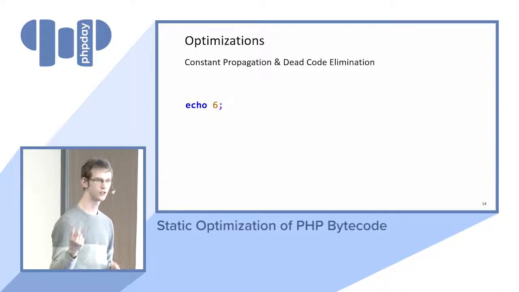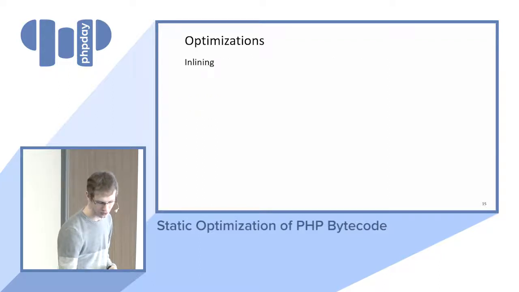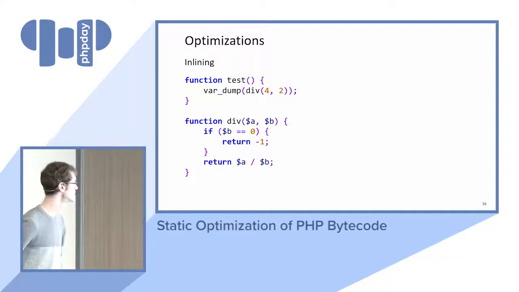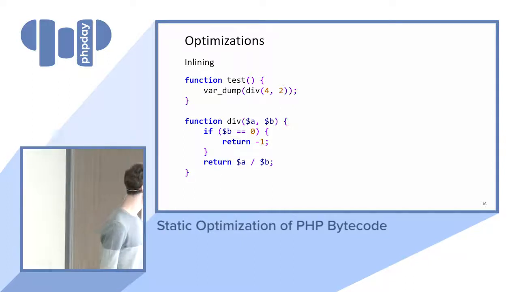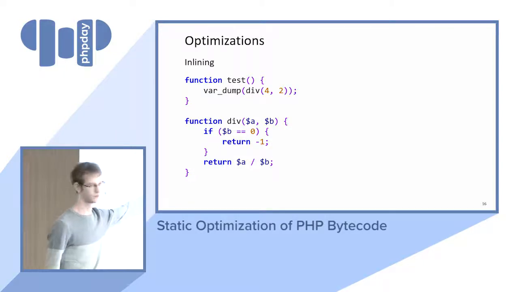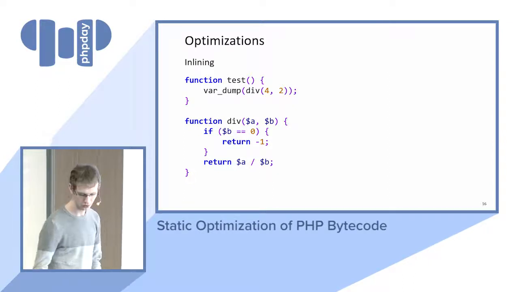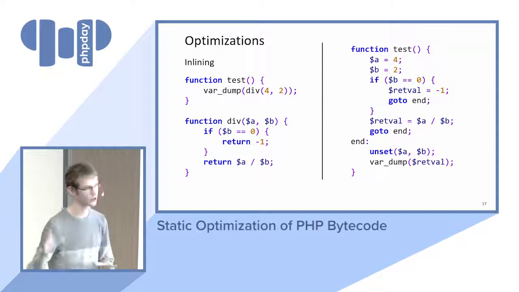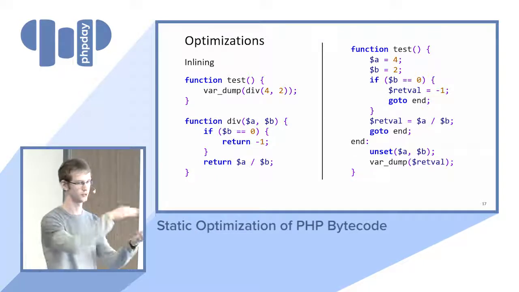These two optimizations usually occur in conjunction with inlining. So, new example, here we have a division function, which just divides A and B, and also does a division by zero check. And then this function is called with constant arguments, 4 and 2. So what we can do now is we inline the call. So instead of calling a function, we just copy the code of the function into the test function.